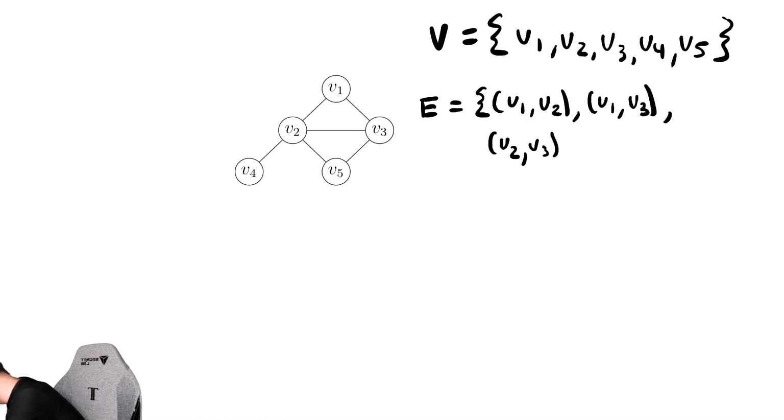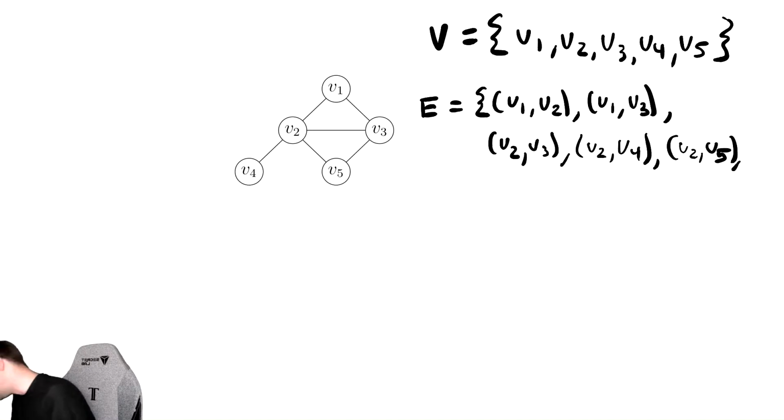So V3, V4, and V5. And then we have V3, which connects to V1, already covered that, and V2, already covered that. V5 is new. We then have V4, which connects only to V2, and V5, which connects to V2 and V3. That's already covered in both instances. So we are actually done with our set of edges there.